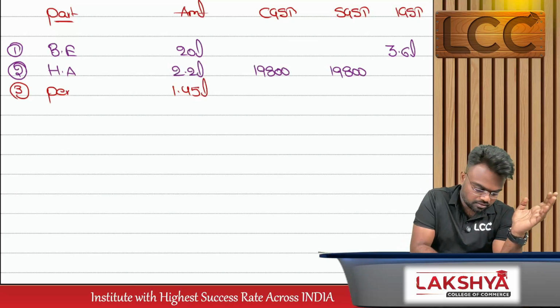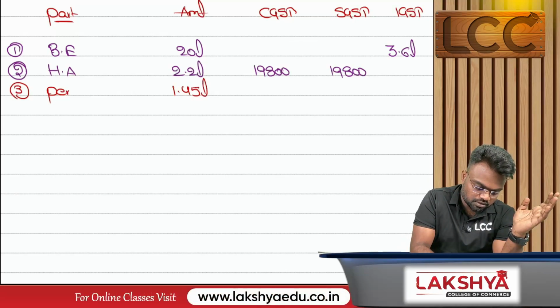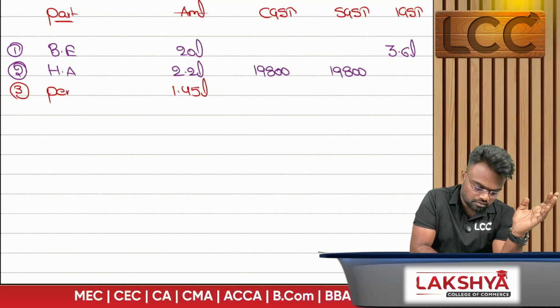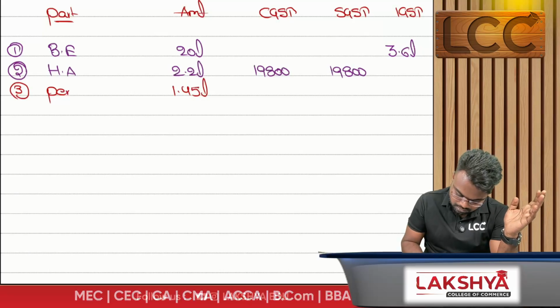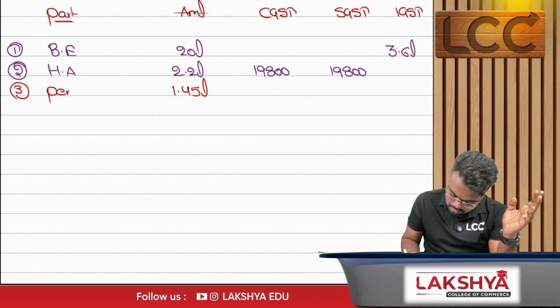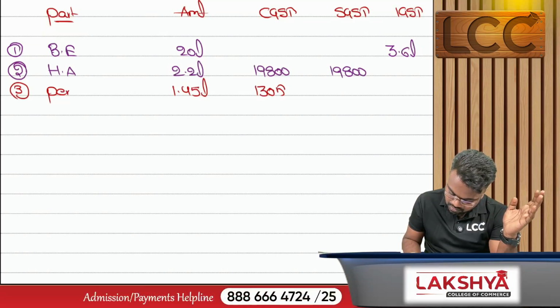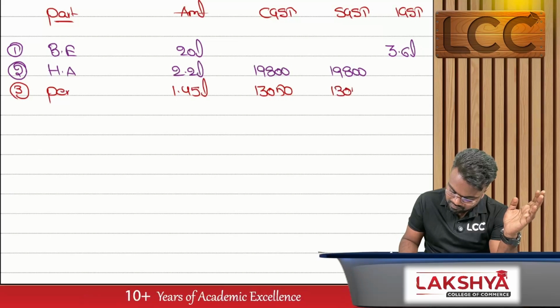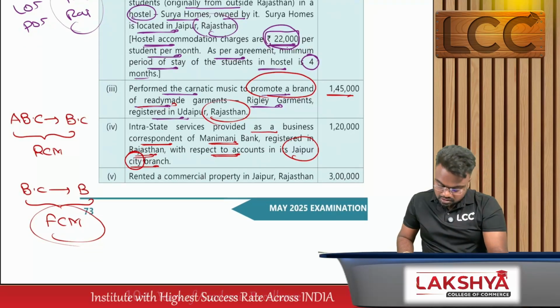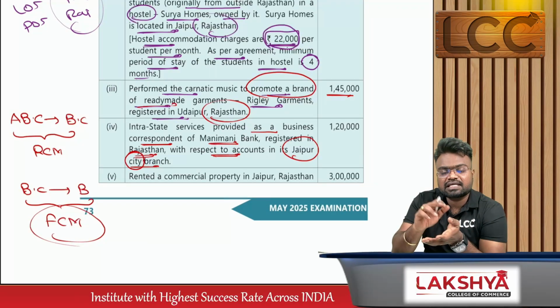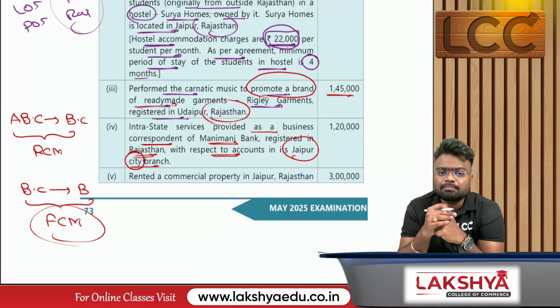1.45 lakhs. So 1,45,000 into 9%, 13,050. So on the given case, business correspondent to bank, hence what is applicable?